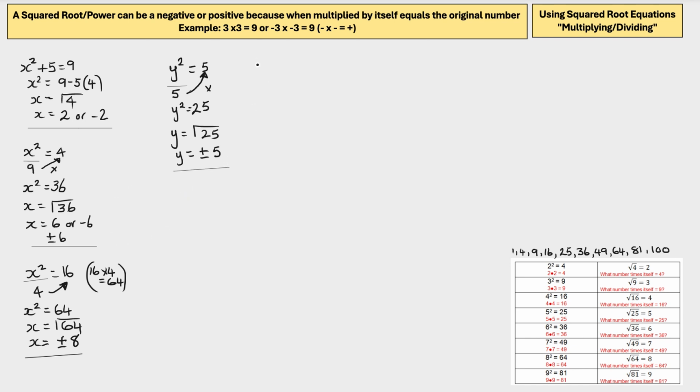Another one. x squared equals 50 all over 2. Now multiply that out. So now we have x squared equals 100. Get rid of the square root. x equals the square root of 100, and we know that the square root of 100 is 10, because 10 times 10 is 100. And two possible answers.